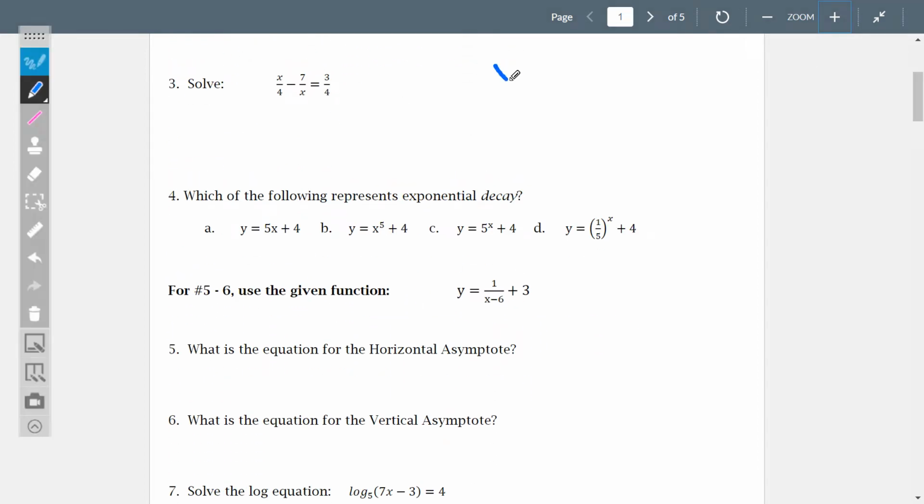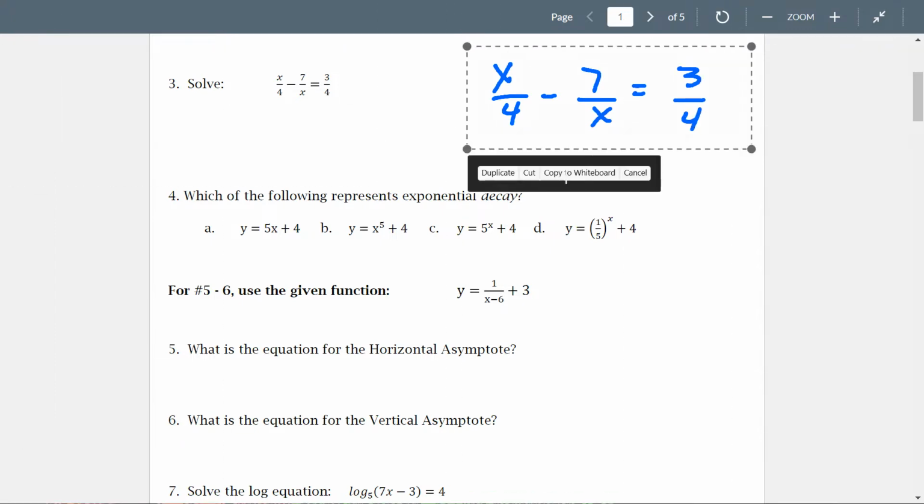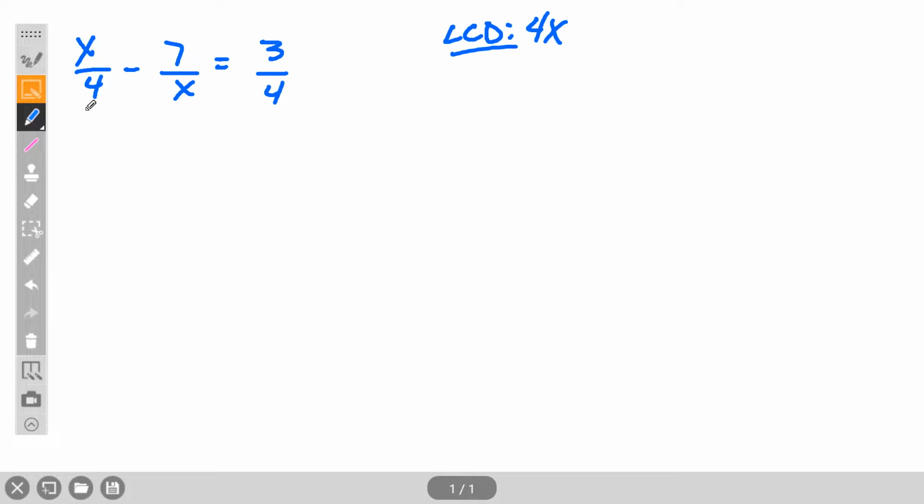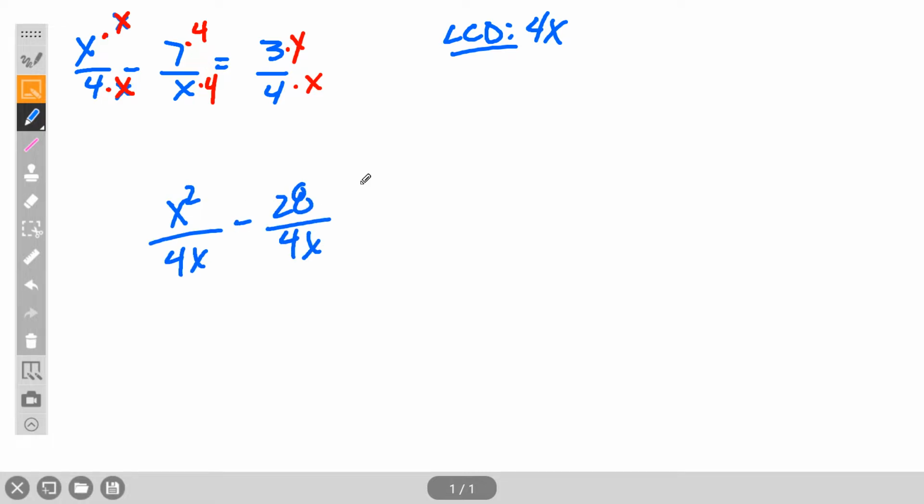Number 3, solve. So we have x over 4 minus 7 over x equals 3 over 4. Okay, so we're going to need to do our LCD, our lowest common denominator, which should have factors 4x. So to do that here, I'm going to multiply by x. Here, I'll multiply by 4. Here, I'll multiply by x. We got x squared over 4x minus 28 over 4x equals 3x over 4x.